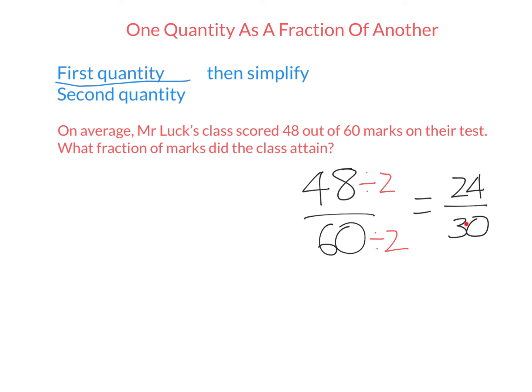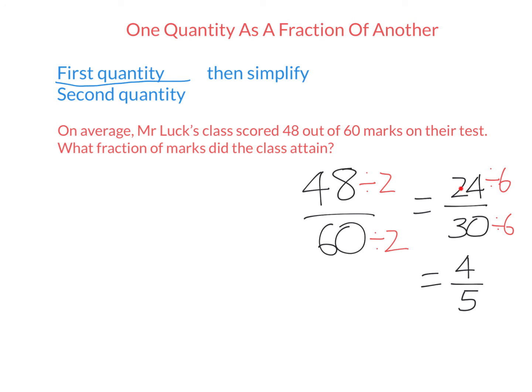But this fraction can be simplified because 24 and 30 have a common factor. Hopefully you realize that is 6. 6 is the highest number that goes into both 24 and 30. So 24 divided by 6 is 4, and 30 divided by 6 is 5. Turns out the highest common factor of 48 and 60 is 12. 48 divided by 12 is 4. 60 divided by 12 is 5.